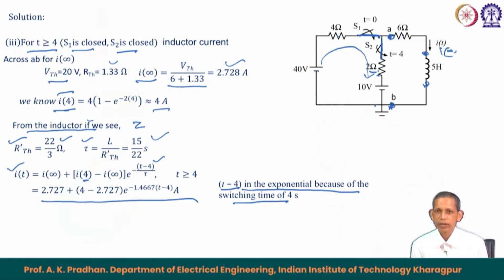So, there are 3 stages: t less than 0, t from 0 to 4, and then t greater than 4.